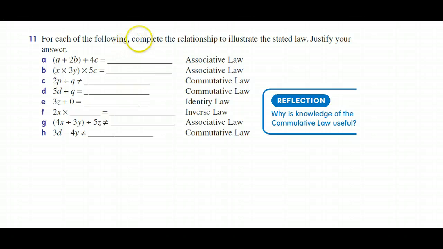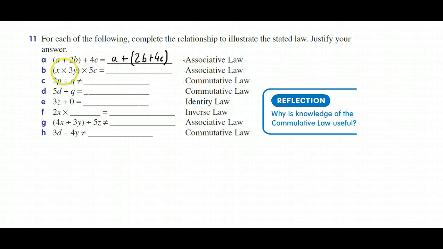Okay, in each of these questions we've got to complete the relationship to illustrate the stated law. So we've got to know what each of these laws are. The associative law says that if we've got three terms like this and we group them differently, for example we put the brackets around there, for addition the result will be the same, and that's shown by the fact that it's got equals here. So if we change this around to become a plus 2b plus 4c, then it's not going to change the result. Whether the brackets were around the first two terms or the last two terms, it doesn't change the fact that these will come out to the same result.